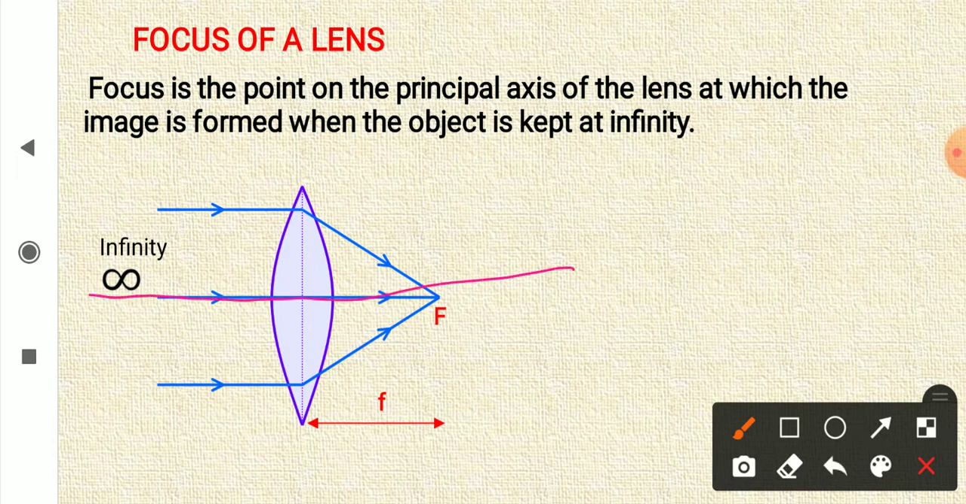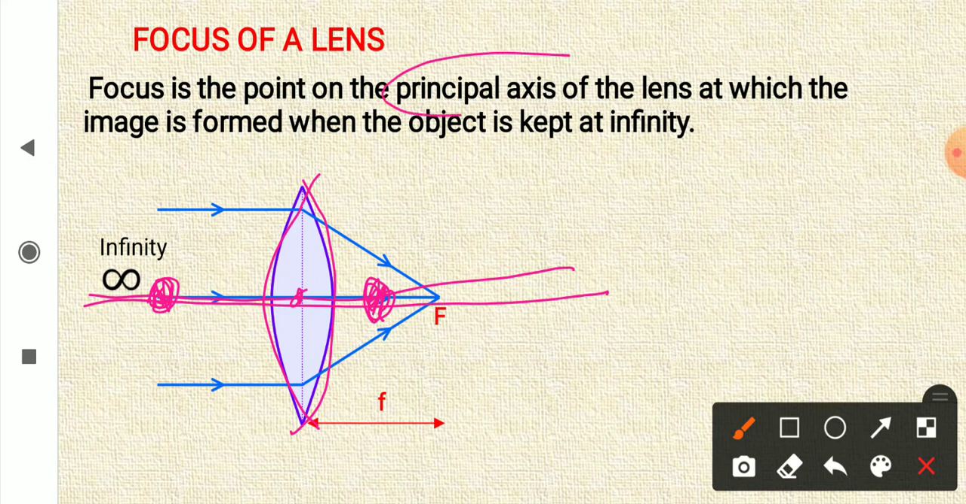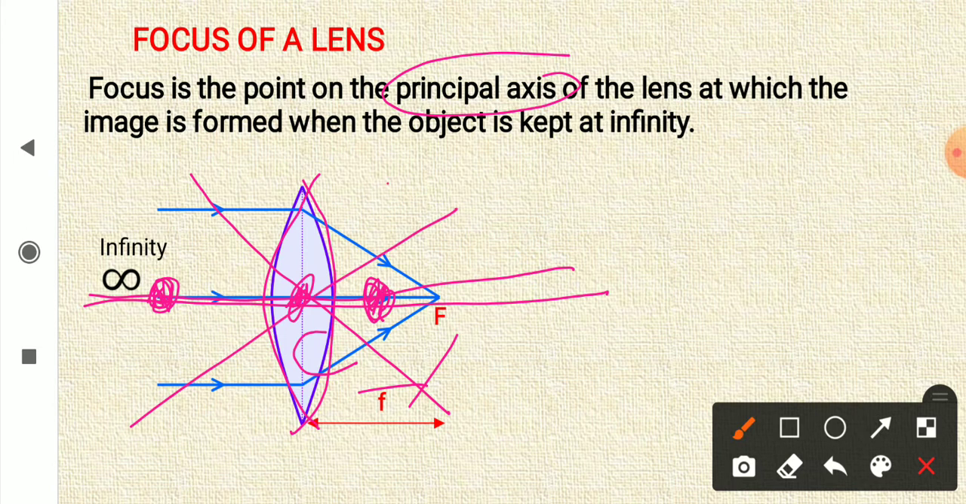Now principal axis is the line which joins center of curvature of both the refracting sides. So this is the first refracting side, its center of curvature is here. This is the second refracting side, its center of curvature is here, and when we join this line, this becomes its principal axis. And at the center of the lens, we have an optic center, and a ray passing through optic center does not deviate from its path. Even this ray is passing through the optic center. It is true for thin lenses.